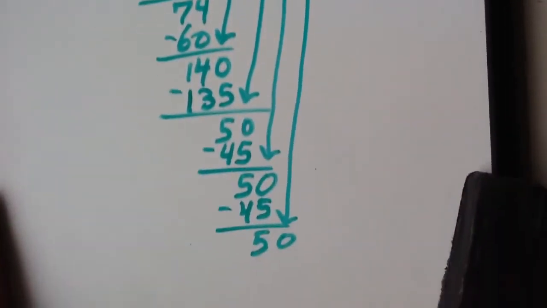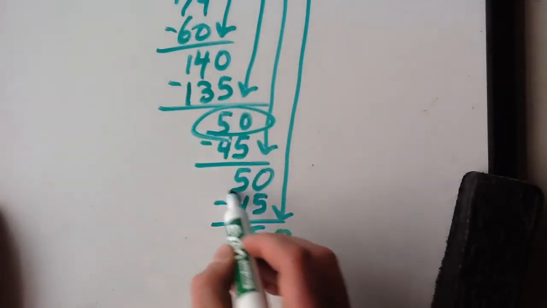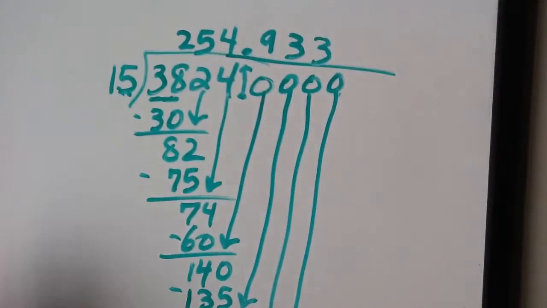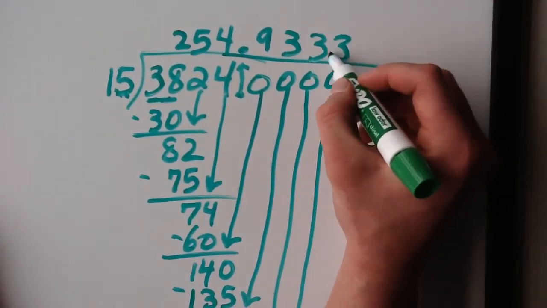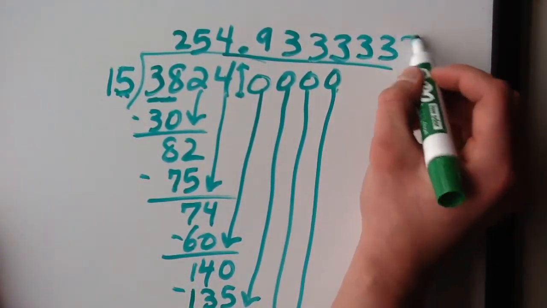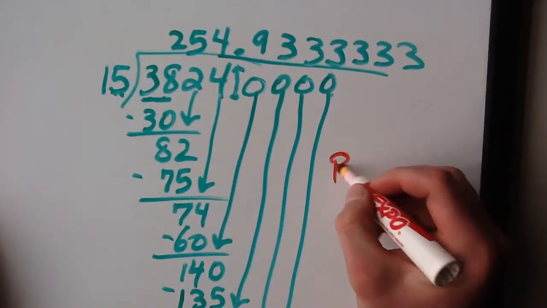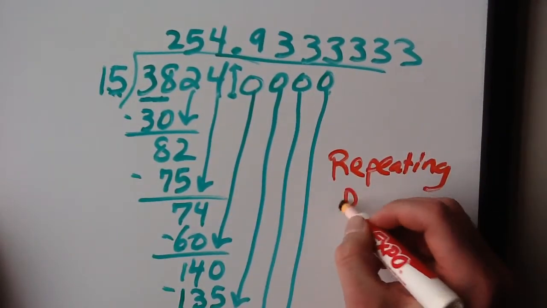Do you guys see a pattern here? I'm going to continue to get 50 every single time, no matter how many times I do this, and 15 goes into 50 3 times. So basically, we're going to continue to get 3 forever and ever. We'll have 3s continuously. Okay, well, this decimal will never end. And so when the decimal never ends like this, we call this a repeating decimal.